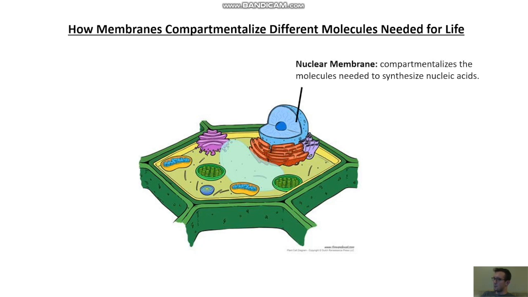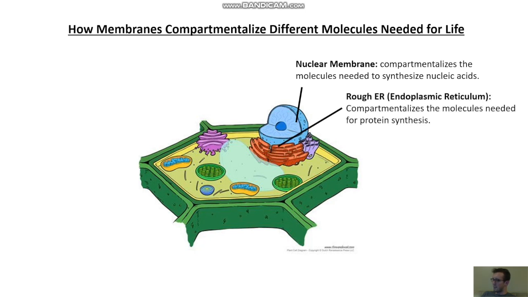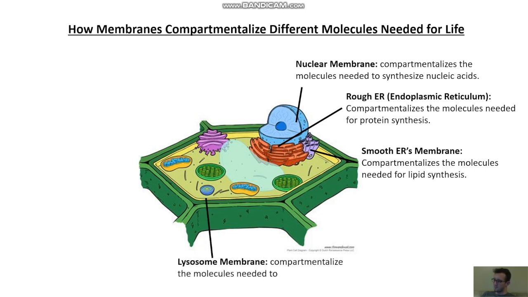So for instance, the nuclear membrane, whose job it is to store nucleic acids, will compartmentalize the nucleotides needed to synthesize those nucleic acids. The rough endoplasmic reticulum, which has the ribosomes for synthesizing proteins, will compartmentalize amino acids and other enzymes needed for protein synthesis. The smooth ER, which has the job of synthesizing lipids, will compartmentalize the molecules needed for lipids. Lysosomes will tend to compartmentalize hydrolytic enzymes. There's a bit of a typo here, but they'll compartmentalize the molecules needed to break down other molecules.